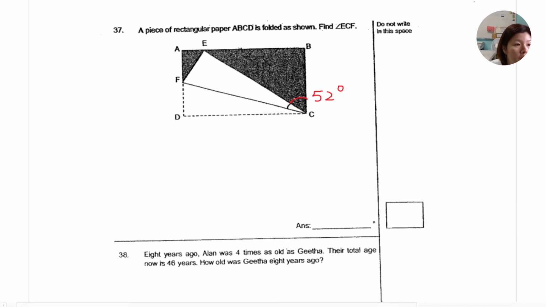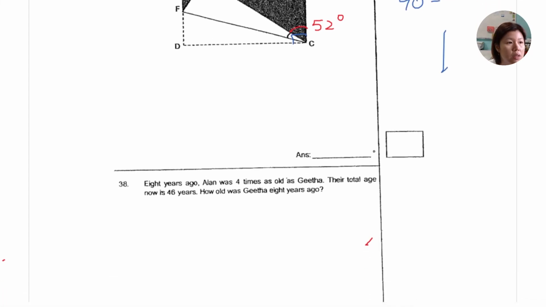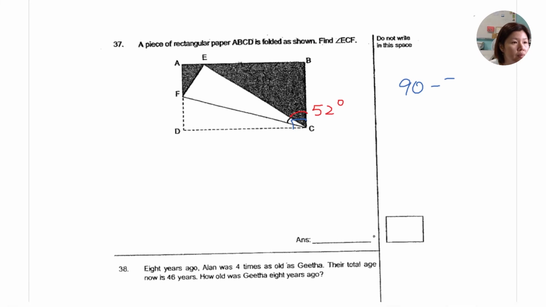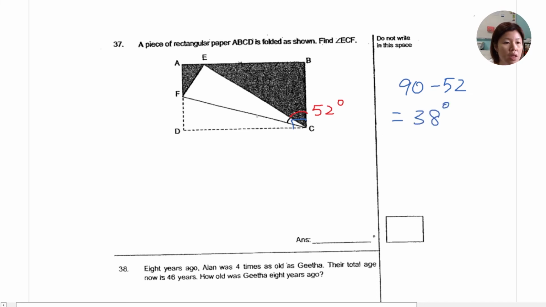So we know that the rectangle angle is 90 degrees. So 90 minus 52, give me a moment, is actually 38 degrees. So if you can see, this part here is actually folded from here. So this angle is actually the same as this angle. So we'll take 38 degrees divided by 2. Working here, 3 minus 2, we have 1, bring down 8. 9 times 2, 18. So it's 19 degrees.